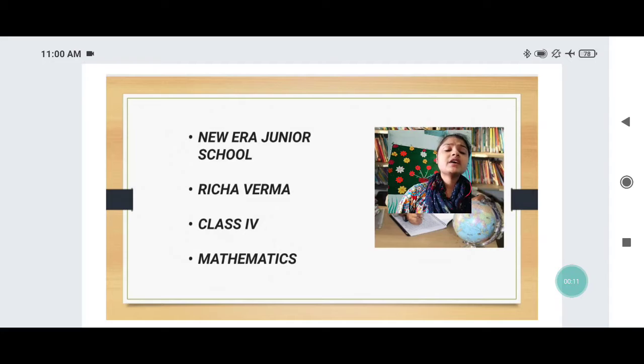As we have already completed multiples and factors, and I have explained what multiples and factors are, and some types of numbers too, like even numbers, odd numbers, prime numbers, composite numbers. I hope you have understood multiples and factors nicely. Today in this class we are going to begin the new chapter, that is HCF.